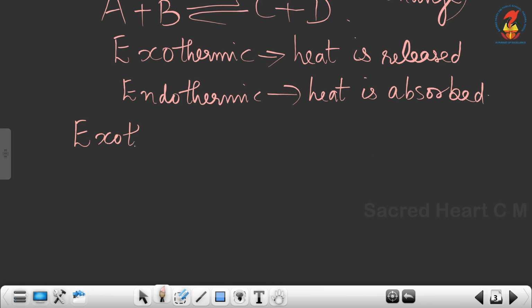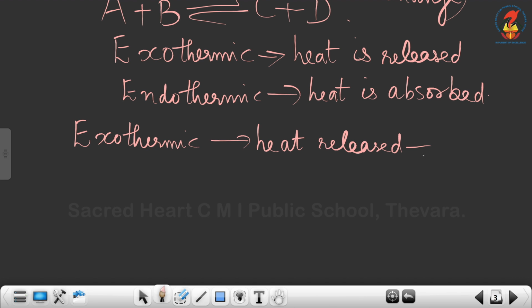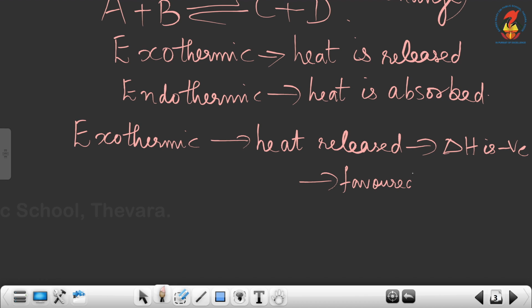Now, I am going to write something. Exothermic reactions: heat is released, delta H is negative, and this is favored at low temperature. Very important point.